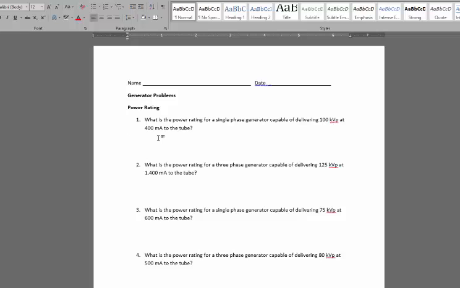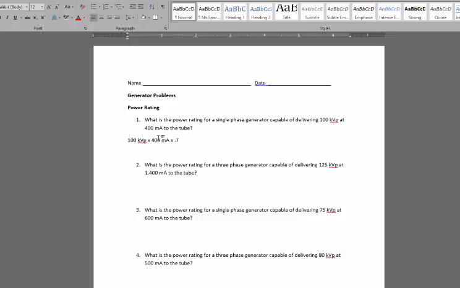Number 1 is asking, what is the power rating for a single phase generator capable of delivering 100 kVp at 400 mA on the tube? So we're going to multiply 100 kVp times 400 mA. Since we're doing a single phase, we have to multiply in the constant, which is 0.7.